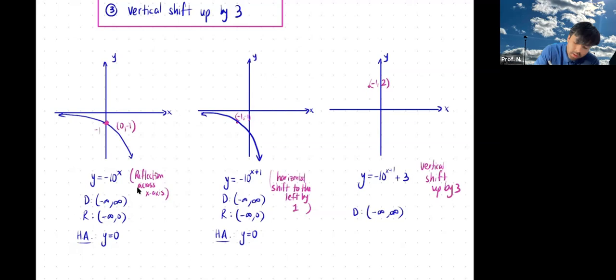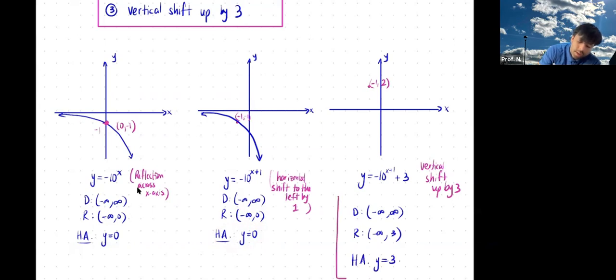The domain is -infinity to infinity. Now the range. What happens to the range? The range went from -infinity to 0, so the range is going to be moved up by 3. So that's going to be -infinity to +3, but not including 3. 3 is now my new horizontal asymptote. My horizontal asymptote was y equals 0, but I shifted everything up by 3, so I had to add 3. So my horizontal asymptote will be what? y equals 3.